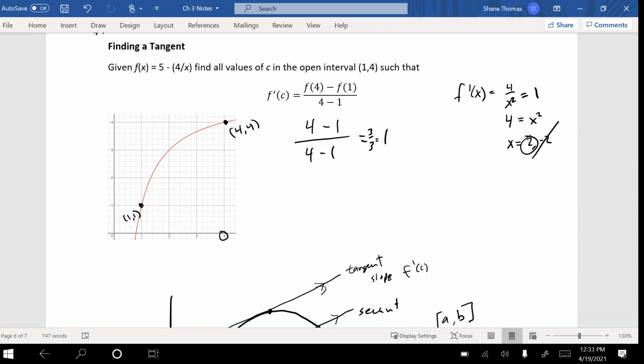So if I come back here, I can even draw on this. Right there is my secant line. That's my average speed over the time of the whole interval. Okay, so 2 is where that would equal that. So right here, that tangent line would be equal to that.